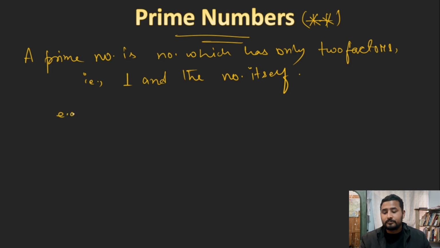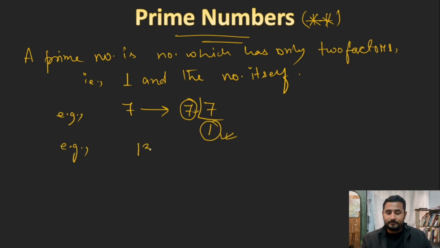For example, if I give you 7, so is 7 a prime number? Yes, because if you factorize 7 to find the factors, you have to factorize. Okay, what you will get is 7 times 1 is 7. Okay, there are only two factors. Can you see? 1 and 7. That is 1 and the number itself. Can you see here? So 7 is a prime number. One more example, let us take, say, 13. So if you factorize 13, you'll get 13 times 1 is 13. Can you see? Only two factors, 1 and the number itself. So 13 is also a prime number.